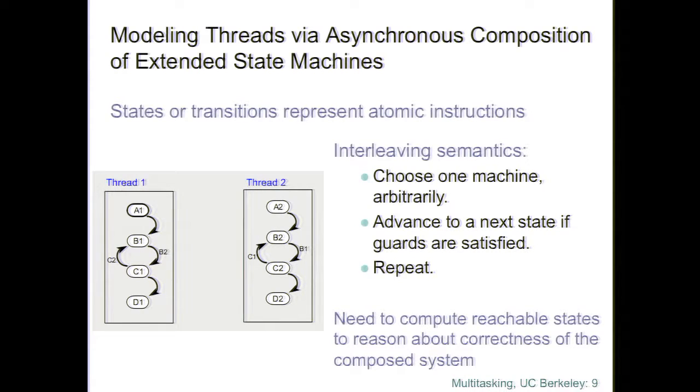Now, in practice, an operating system will not do fine-grain interleaving. So it won't execute one atomic instruction from this thread, then one atomic instruction from this one, then one from this one, because the cost of doing that would be enormous. It actually costs a lot to do the context switching. So the context switching, compared to the execution of the program, is relatively rare.